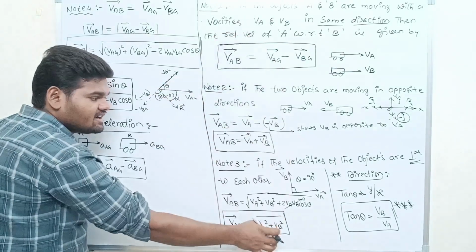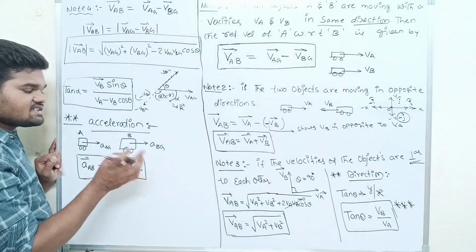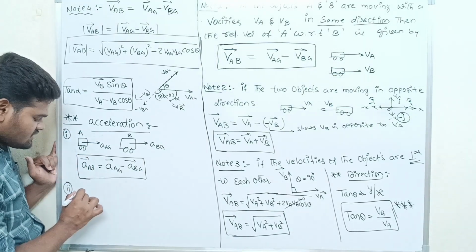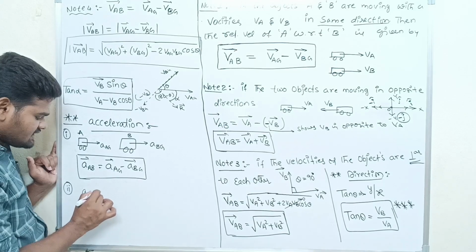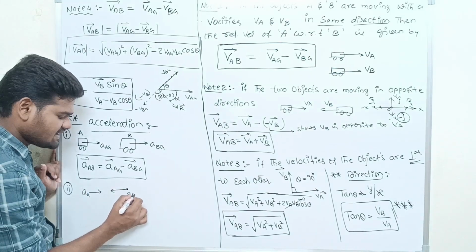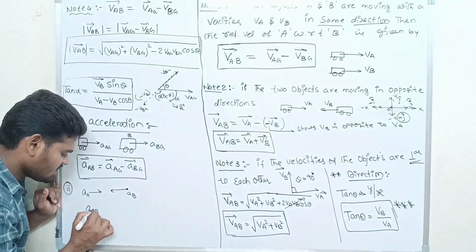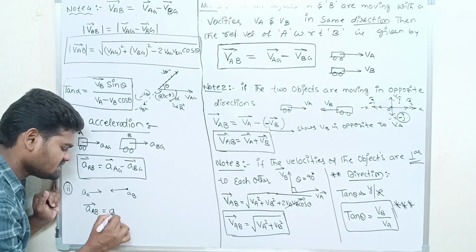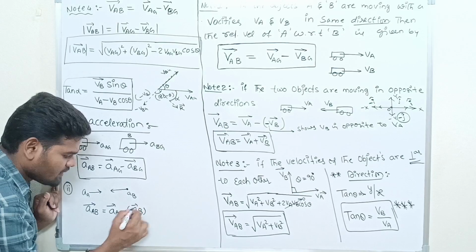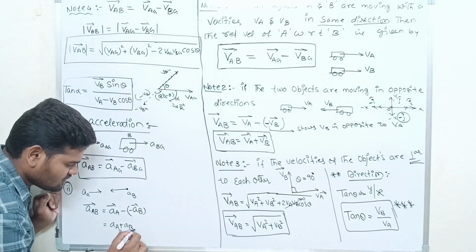Okay, the same thing, whatever we did here, just do it for acceleration. So if the two accelerations are in opposite directions, object A's acceleration is in this direction, and object B's acceleration is in this direction. Now the resultant relative acceleration of object A with respect to B is given by AA minus AB. So minus into minus gives plus, AA plus AB, with respect to ground.